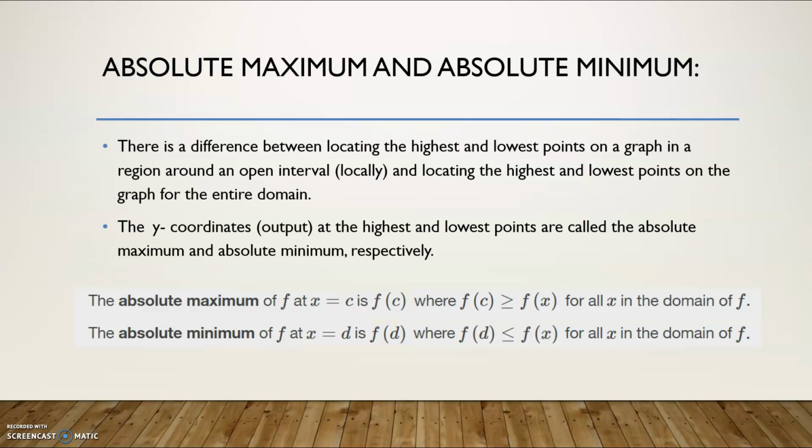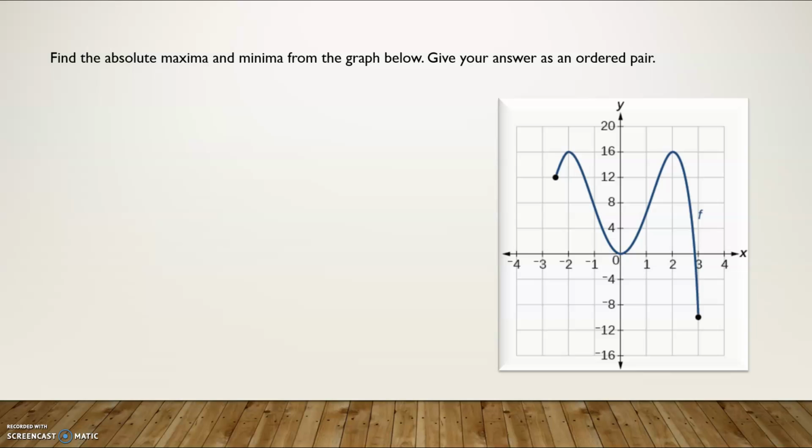But when we're talking about an absolute maximum and absolute minimum, we're talking about the absolute highest point or the absolute lowest point for the entire graph on the domain that we're given. Okay, the y-coordinates of the output at the highest and lowest points are called the absolute maximum and absolute minimum, respectively. Okay, so let's jump into this question here. Find the absolute maximum and minimum for the graph below. Give your answer as an ordered pair.